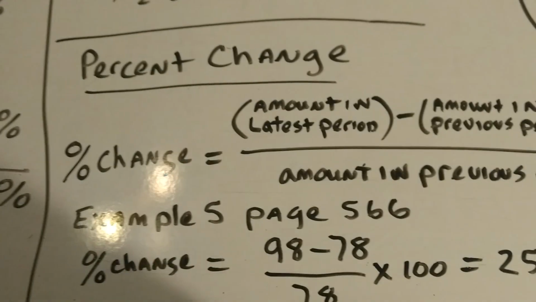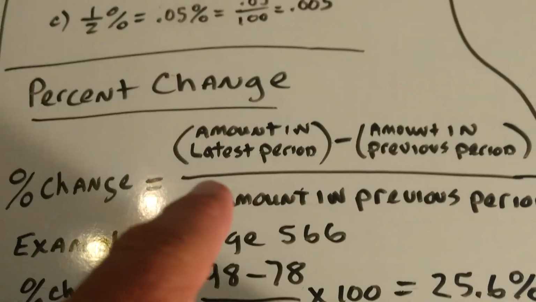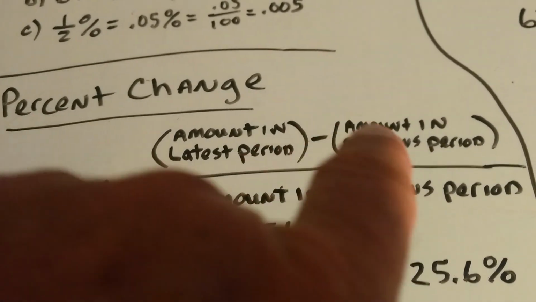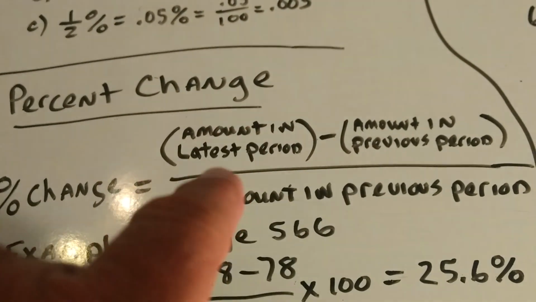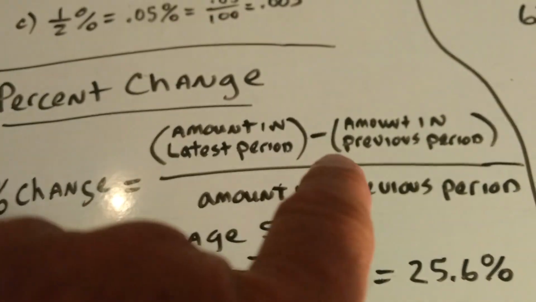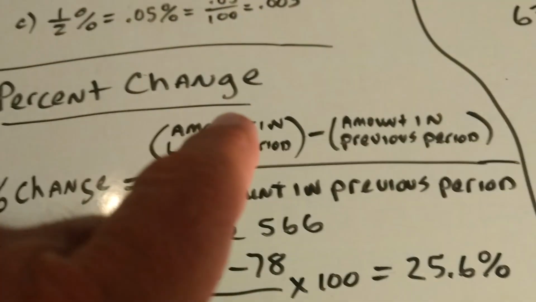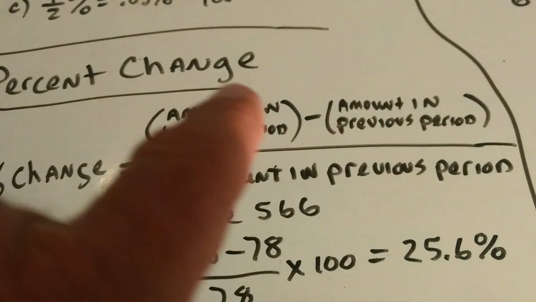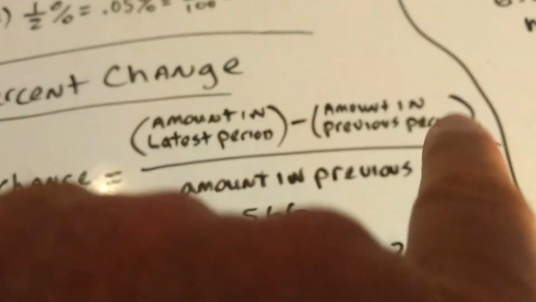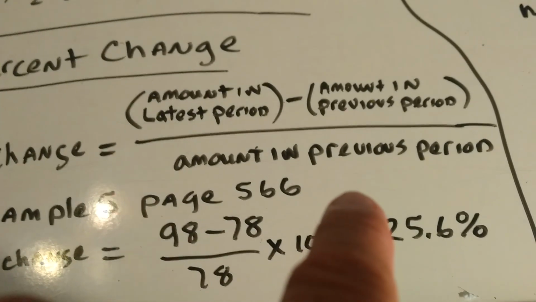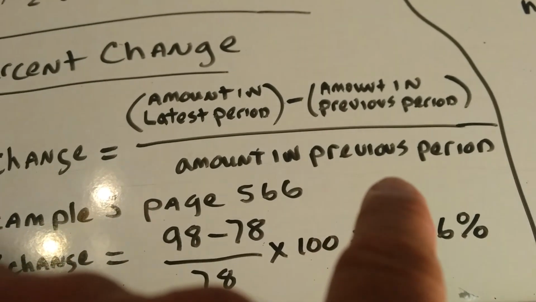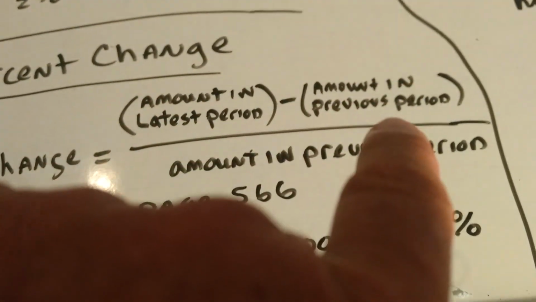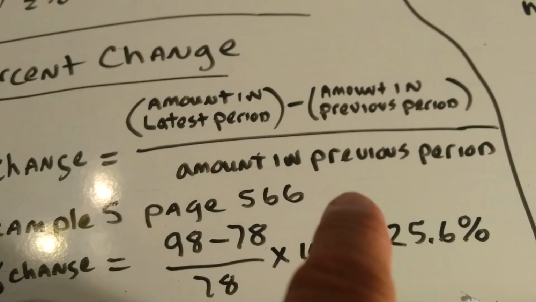Percent change. Percent change deals with taking the amount of the latest period minus the amount of the previous period. So what you get today, you subtract what you got yesterday from. Or what you got this month, you subtract what you got from last month. Or what you got this year, you subtract last year. And then you divide by the previous period. So it would be today's day minus yesterday's day divided by yesterday's day.